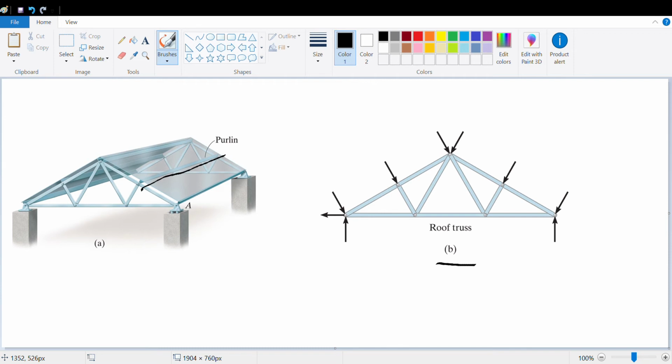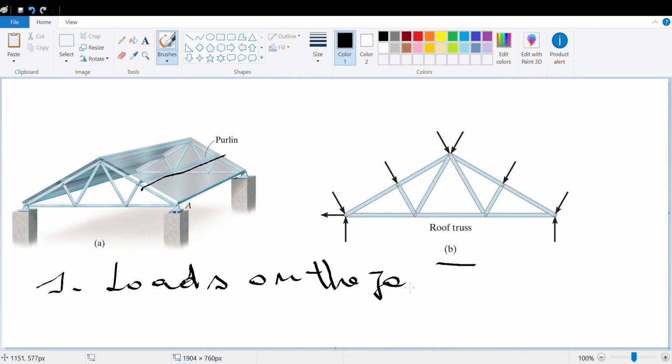In order to analyze a truss, we make two main assumptions. Assumption number one is that all loads are applied to the joints. Assumption number two is that the members are joined together by smooth pins. So basically all of these are smooth pins.